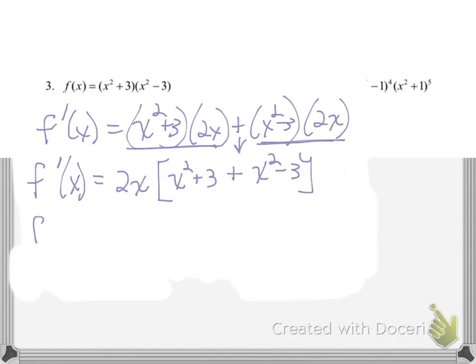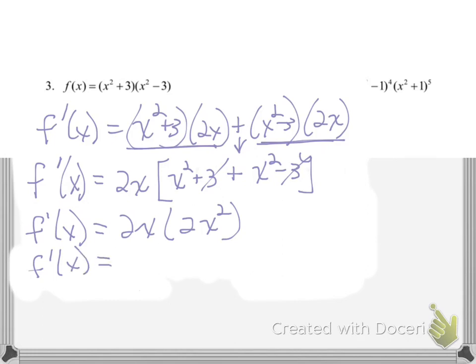Okay, so that's kind of nice because look what's going to happen. My 2x stays, the 3's cancel, and then I'm going to multiply that by 2 times x squared. And really, at this point, the best way to express your answer is going to be 4x cubed. So that's a nice, neat answer. You should absolutely be able to get it down to that point. Okay, let's do number 4.